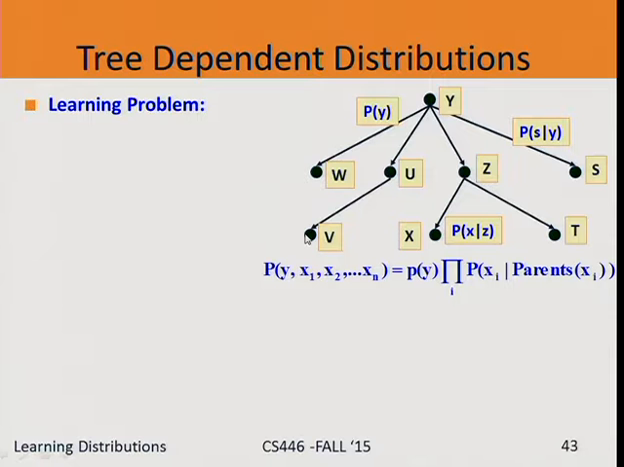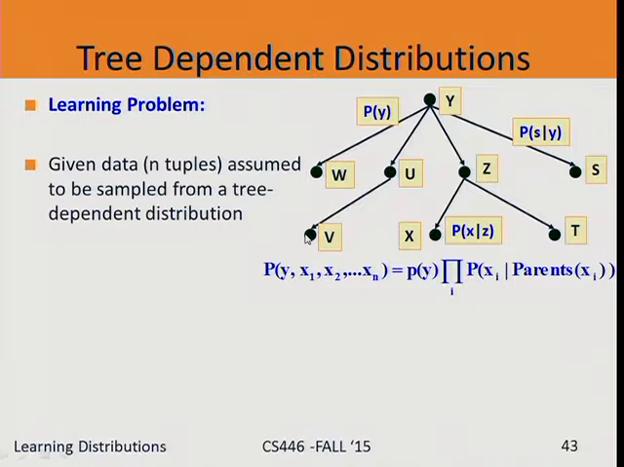This is something to keep in mind when we move to trees, which is the simplest extension we can think of, and see how many parameters we'll need today. Then we'll think about whether this is important or not. But anyhow, the learning problem that we have is we're given data. For now, we're going to assume that this is sampled from a tree-dependent distribution. And I want you to think about what that means.